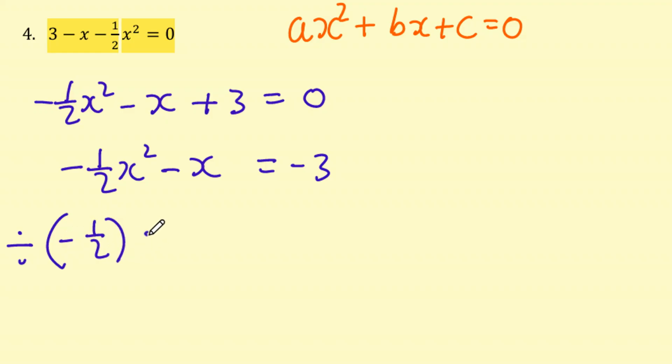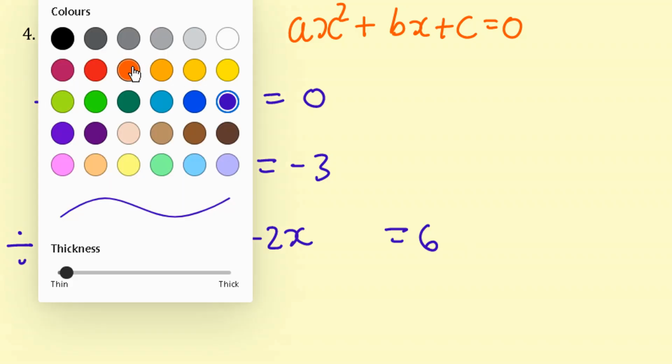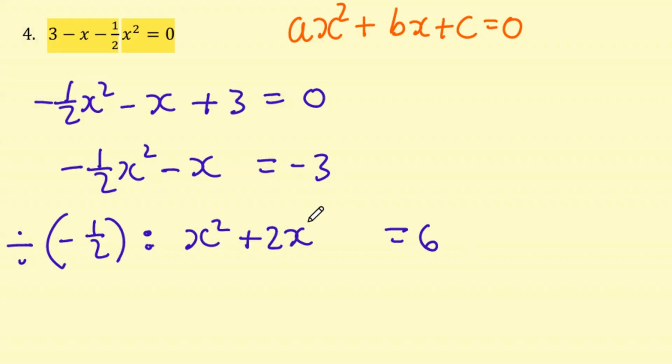So we end up with x squared. This is negative 1 here in front of the x. So negative 1 divided by negative a half is positive 2. Then on the right-hand side, negative 3 divided by negative a half is positive 6. Now we take the new x coefficient, we multiply it by a half, and we square the answer. And this comes to 1. So we add 1 to both sides.